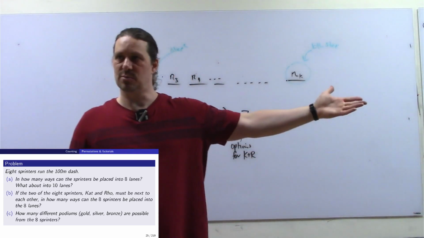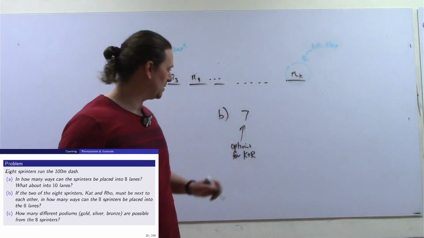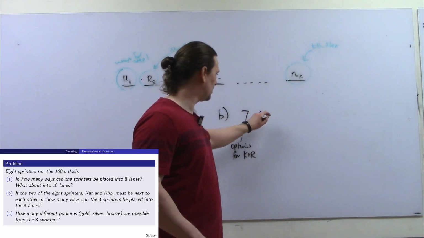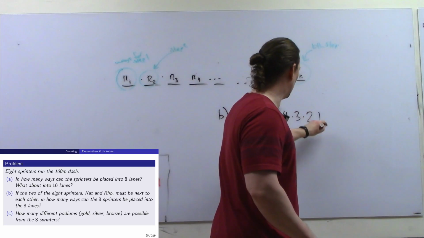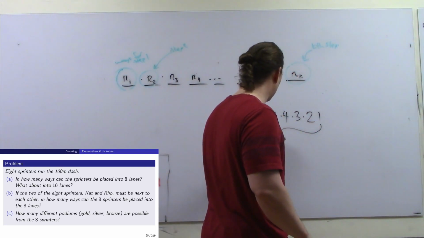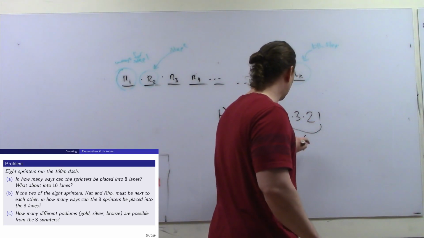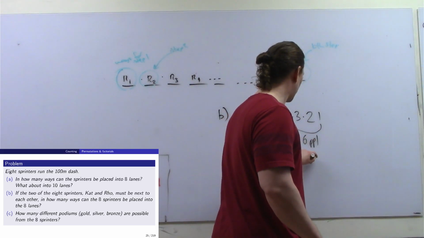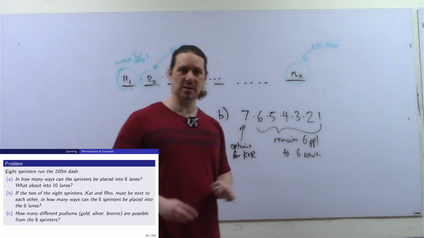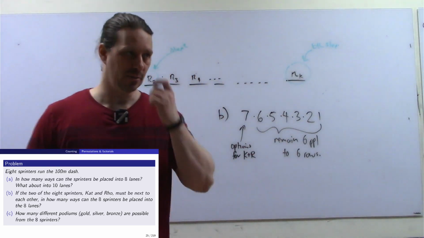We just solved this in the previous problem, right? How many ways can we do this? Well, there's 6 options, 5, 4, 3, 2, 1. These are the number of options for assigning the remaining 6 people to 6 rows. Okay? That's a problem we've solved in part A with 8 people and 8 rows.